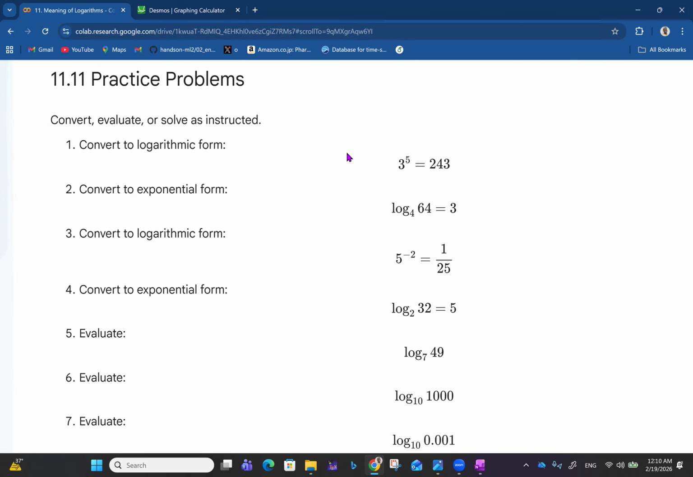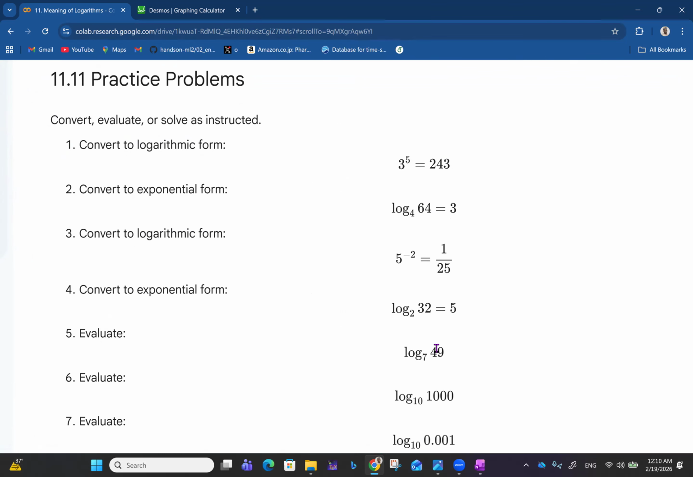Now convert to logarithm form. Of course, 3 raised by 5 equals 243. That means log 243 base 3 is equal to 5. Then convert to exponential form. Log 64 to base 4 equals 3. That means 4 raised by 3 equals 64. Convert to logarithmic form. This means log 1 over 25 to base 5 is equal to minus 2. Convert to exponential form. 2 raised by 5 is 32.